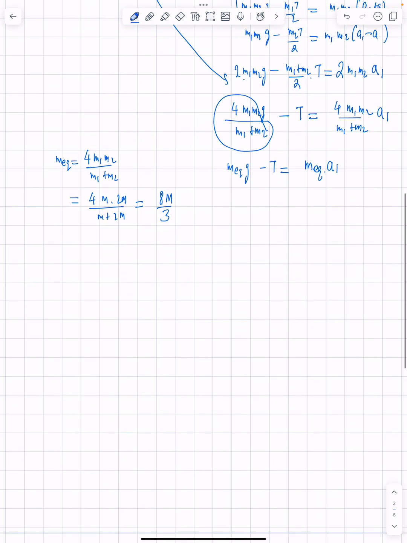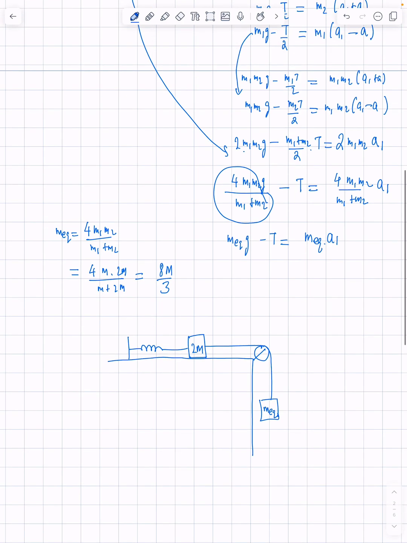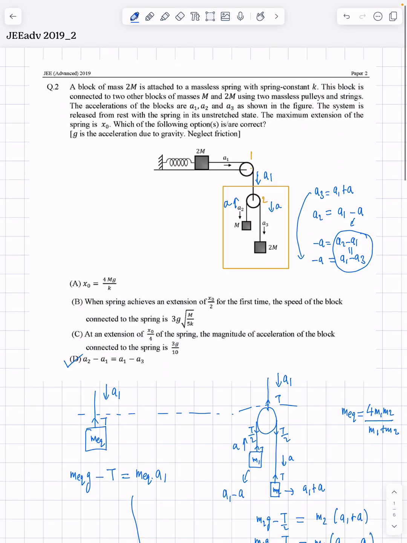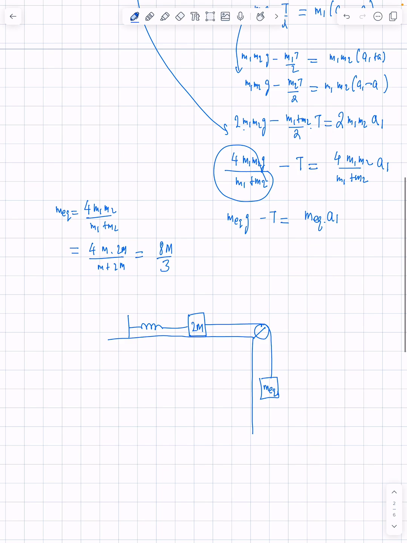So we can draw it again. We have a spring, then we have a mass 2m, and the string goes over a pulley, and then there is just an equivalent mass M equivalent, and this is your table. So we have to solve this problem essentially. Let me explain how this oscillation works.